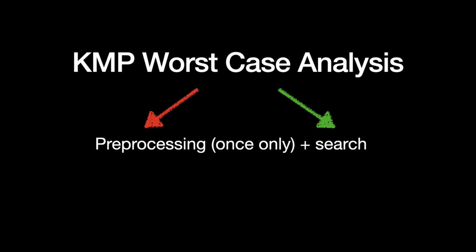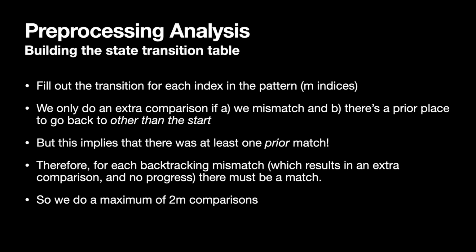We'll turn now to a worst case analysis of the runtime of KMP. We'll approach this in 2 steps: the pre-processing, which really only has to run once for as many searches as we want, and then the search phase, to see which dominates if we are only performing one search. First, we'll start with the pre-processing analysis, or building the state transition table.